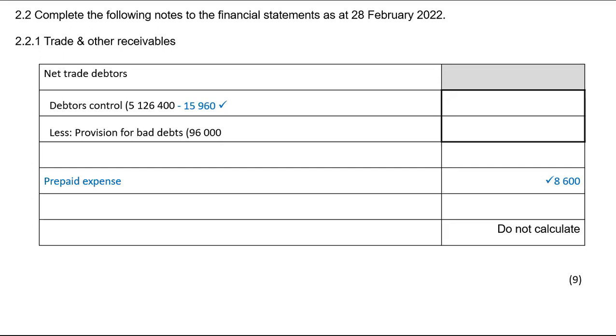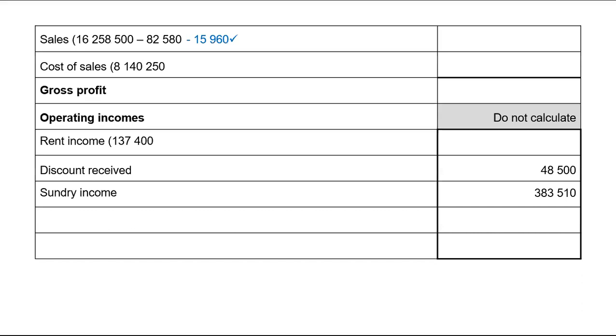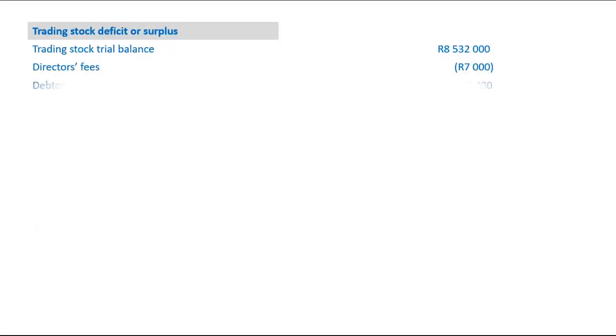I said when a debtor returns goods, 4 accounts are affected. The other 2, we increase trading stock and then we decrease cost of sales. We debit trading stock, we credit cost of sales. All we are going to do is go to our cost of sales and subtract the cost price of goods that were returned, which will be 8,400. At the same time, you are going to increase trading stock. Basically, I'm going to my workings and just increase whatever I have in the trial balance by that 8,400.